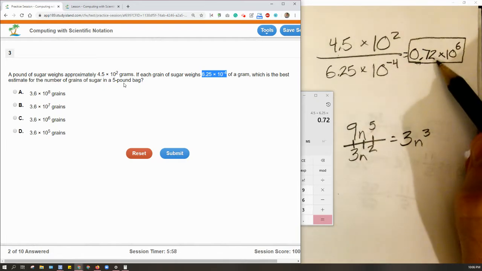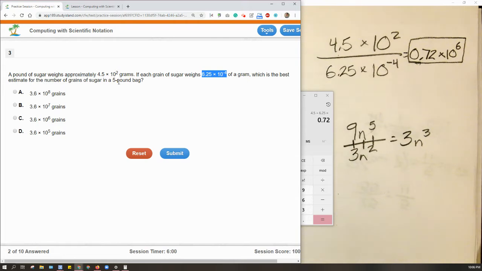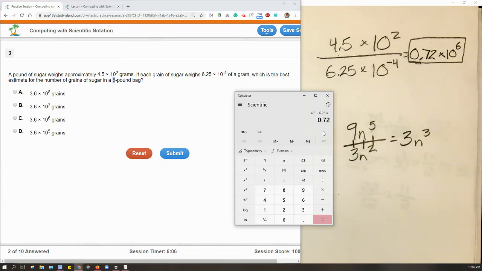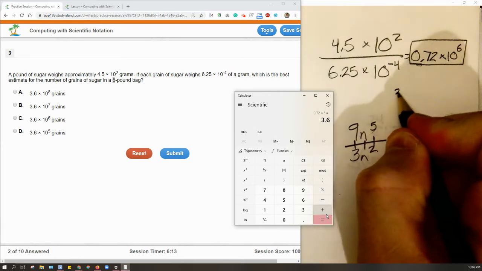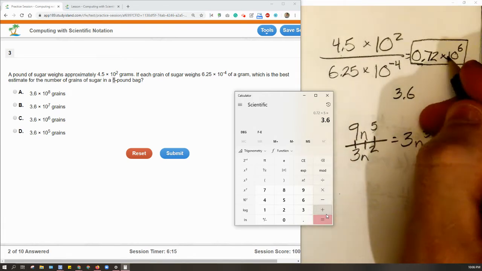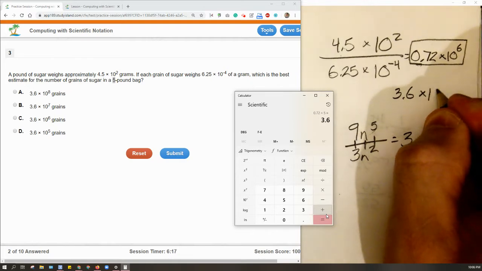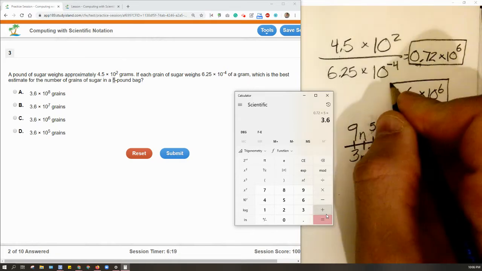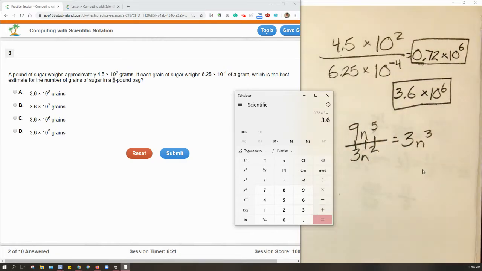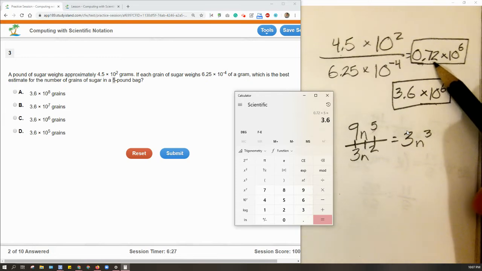So before we put this in scientific notation, we can multiply by 5 in order to figure out what this would be if we have a 5-pound bag. So I'm just going to take our answer, 0.72, I'm going to multiply it by 5. So now the number is 5 times bigger, and we get 3.6, and we still have our times 10 to the sixth. And that is the final answer for the problem, 3.6 times 10 to the sixth. So we got lucky that we had one other step, and when we performed that other step, it put it in scientific notation for us.